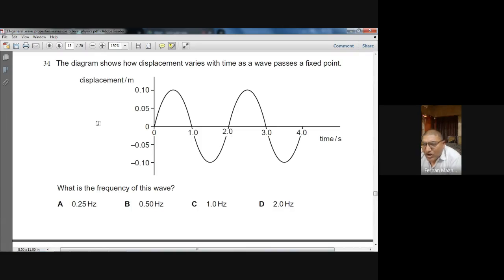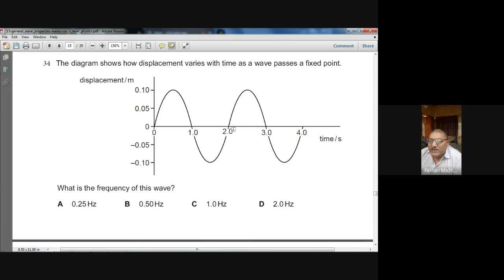The diagram shows how displacement varies with time as a wave passes a fixed point. So it's a displacement time graph. From the displacement time graph, I can easily tell you the time period. From this graph, you can see here a wave is completed. So the time period is 2 seconds.